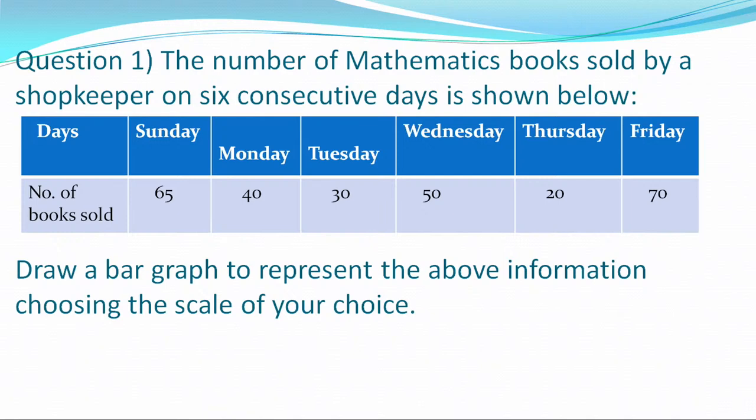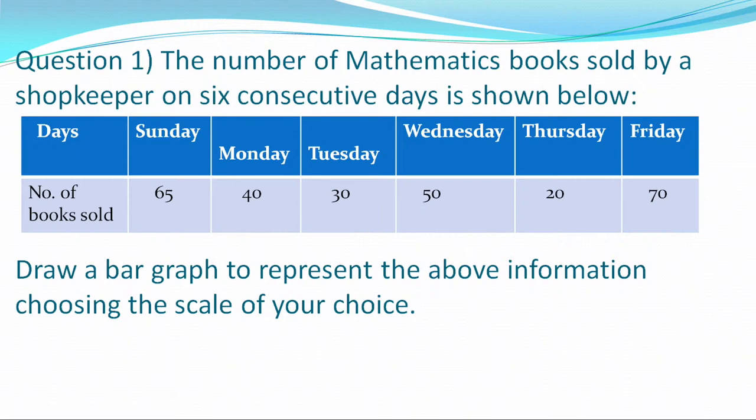Now, today, Tanvi, we are going to do some more questions based on bar graphs. They are very interesting. See here, we have a question. The number of mathematics books sold by a shopkeeper on 6 consecutive days is shown below. We have two columns, one showing us different days, Sunday, Monday, Tuesday, Wednesday, Thursday and Friday. And the second column gives us the number of books sold against these days: Sunday 65, Monday 40, Tuesday 30, Wednesday 50, Thursday 20 and Friday 70.